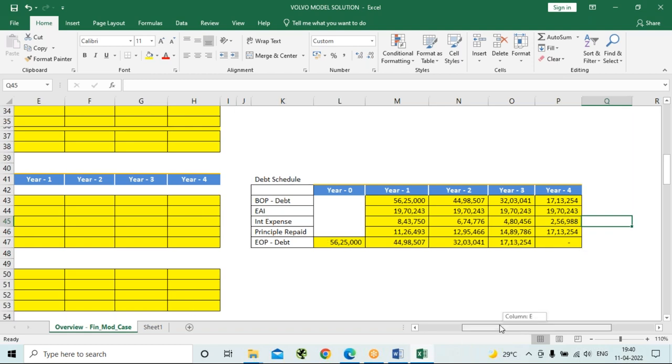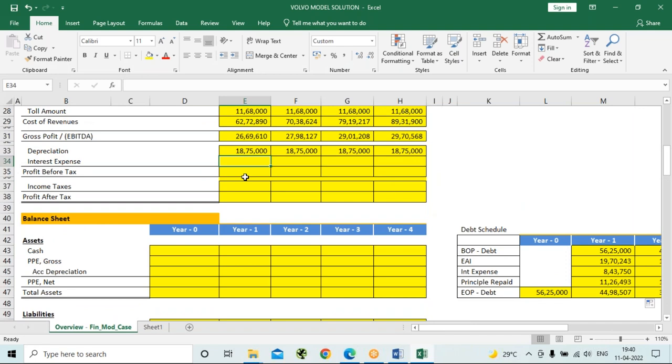Okay, so how do we bring it? Equals to the interest expense value and drag it. Good, thank you. So the profit before tax will be calculated with equals to the EBITDA value minus depreciation value minus interest expense. Okay, so this is how the PBT value will be calculated.